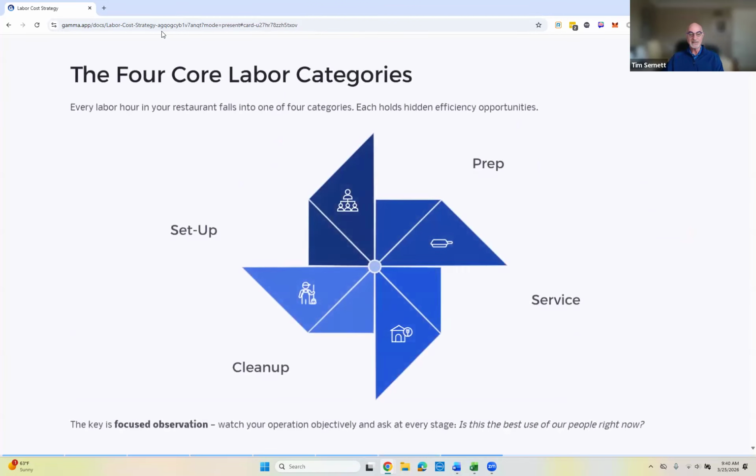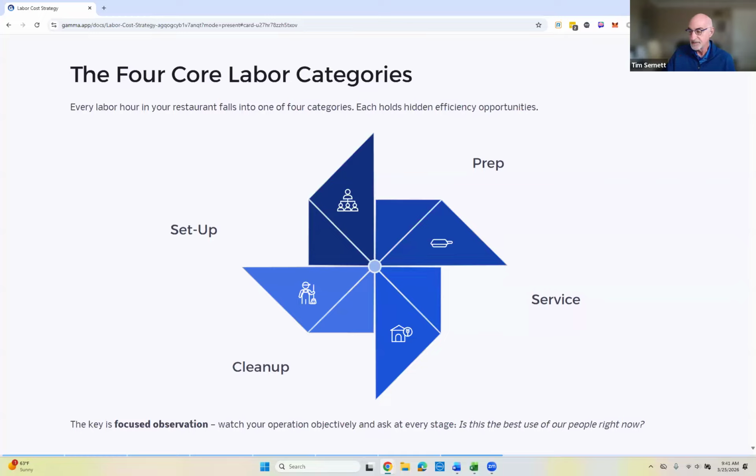Let's move on to the next slide. The 4 core labor categories. Every hour of labor in your restaurant falls into one of 4 categories: setup, prep, service, and cleanup. Each one of these holds hidden efficiency opportunities. The key is focused observation, slowing down, watching your operation objectively, and asking at every stage, is this the best use of the people right now?